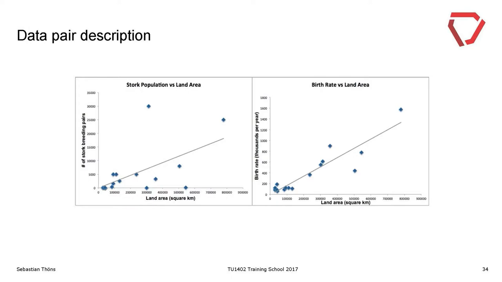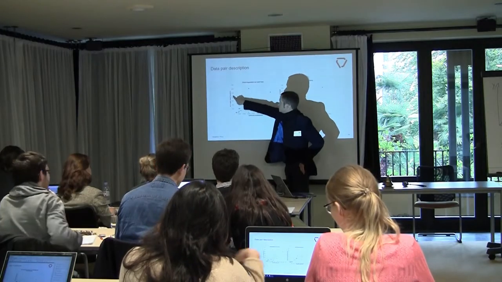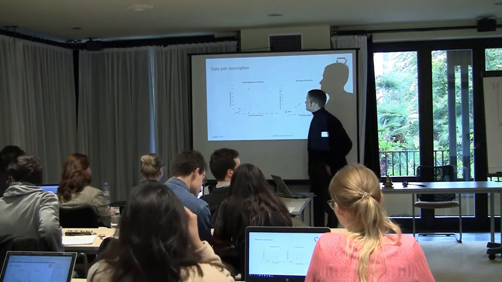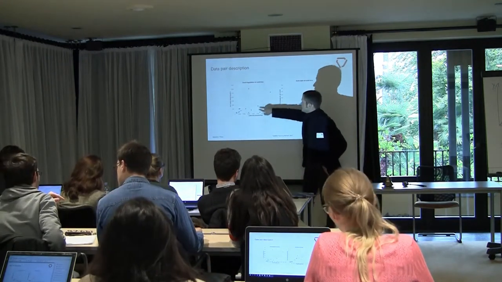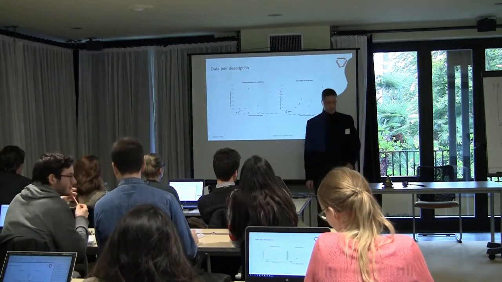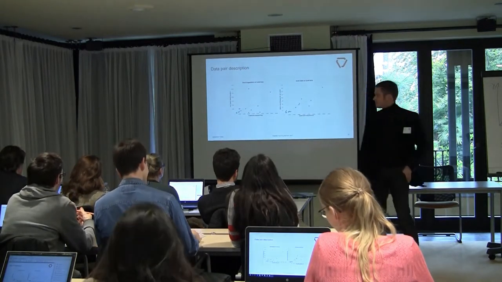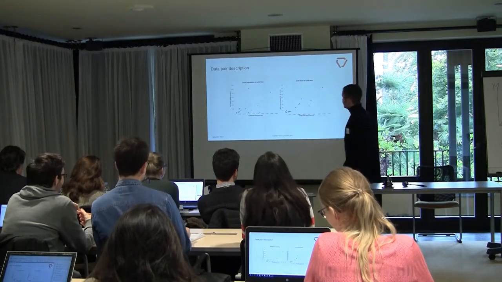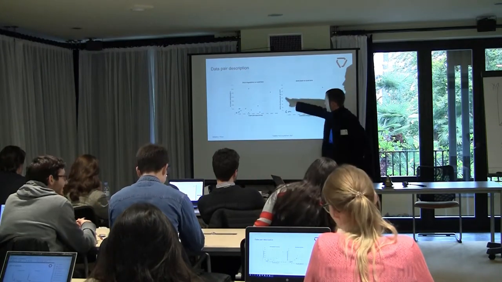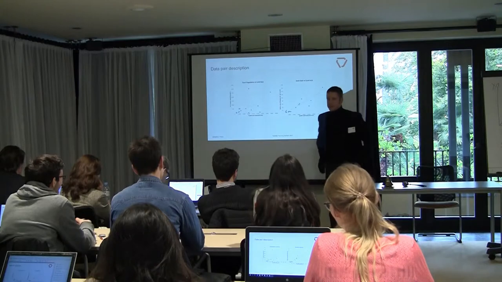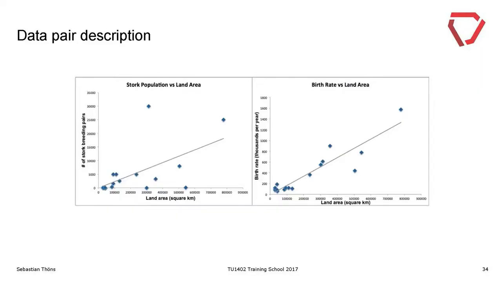But there's also, here again, the number of stork breeding pairs, and here we have the land area. So there's also a dependency: if the land area was large, then the number of stork breeding pairs is large. And of course, there's a birth rate which is also dependent on the land area, right? So I think this illustrates what we have been discussing before.